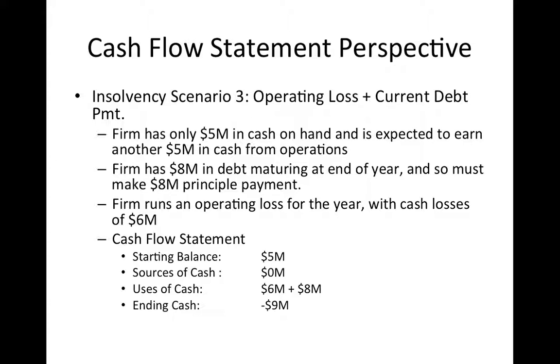So now if you look at the operations, they have a starting balance of $5 million. They have no source of cash because the operating loss now becomes a use of cash, $6 million, plus the $8 million on debt. So they had $5 million. Here's $14 million that they need to use. So they are $9 million short.